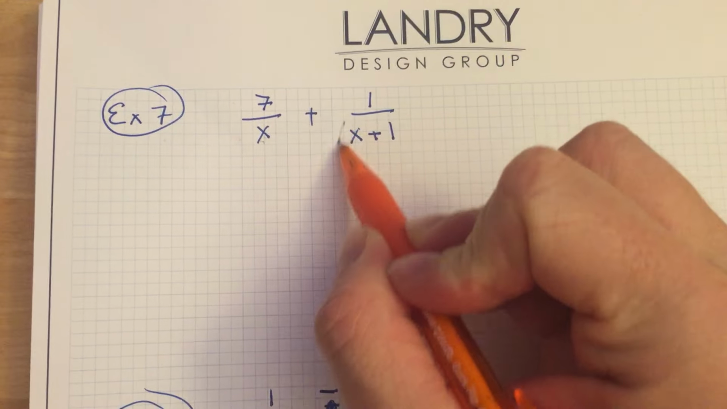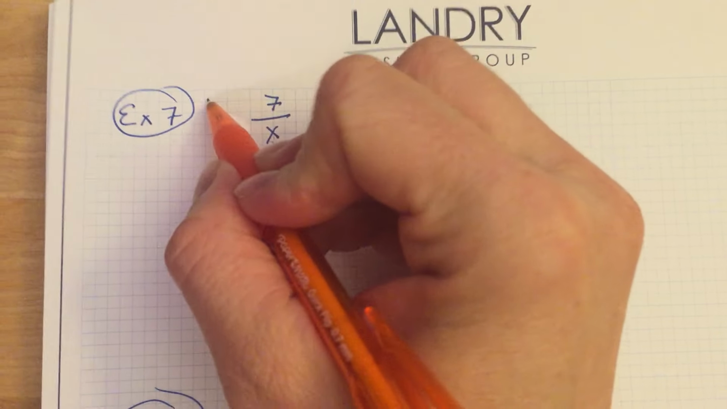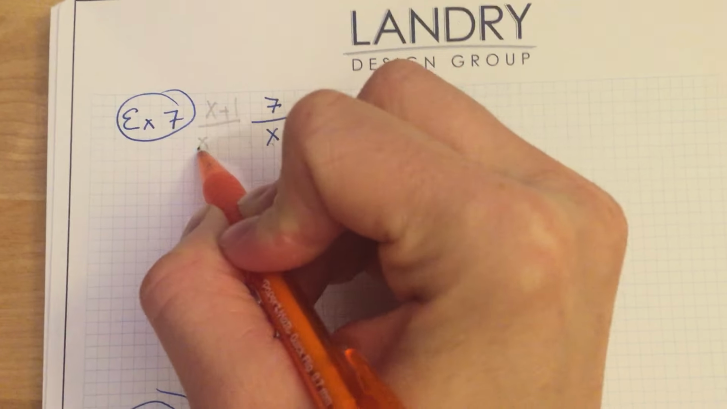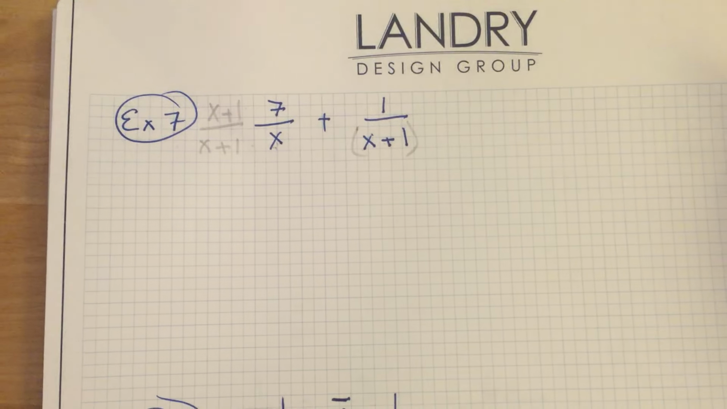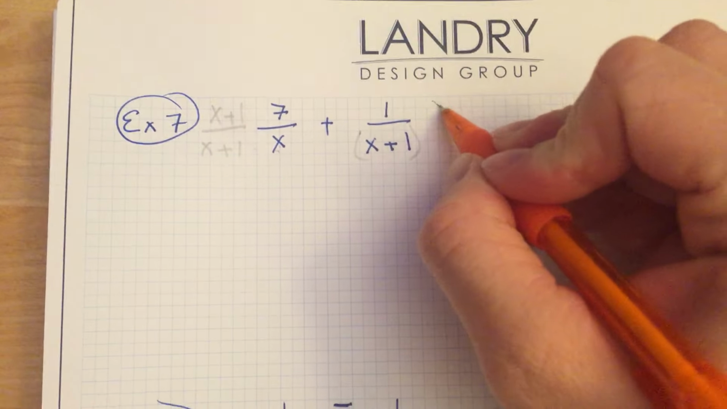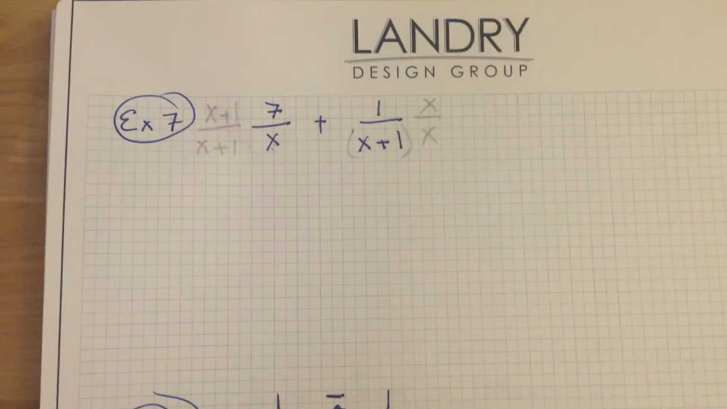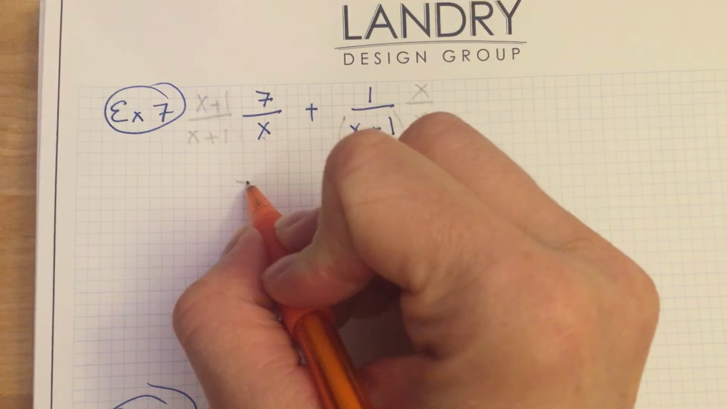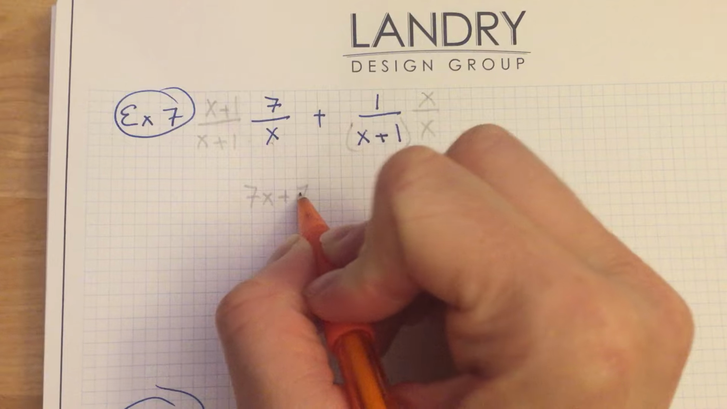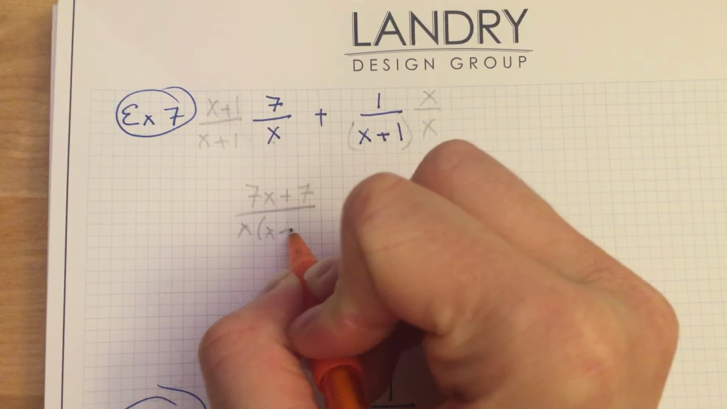This has an x. Again, think of this as an x plus 1. So this one is missing an x plus 1, so I'm multiplying both the top and bottom by x plus 1. This one is missing the x, so multiply the top and bottom by x. So distribute: 7x plus 7, all over x and x plus 1.